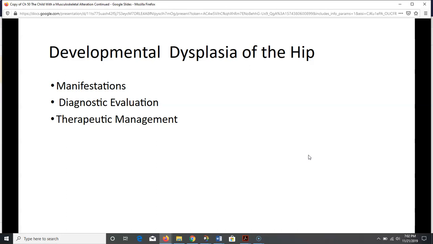The femoral head can be displaced partially, which is called subluxated, or fully dislocated from the acetabulum by the examiner. The hip sometimes rests in a dislocated position and can be reduced on examination. This condition can be detected by performing the Ortolani and Barlow tests.